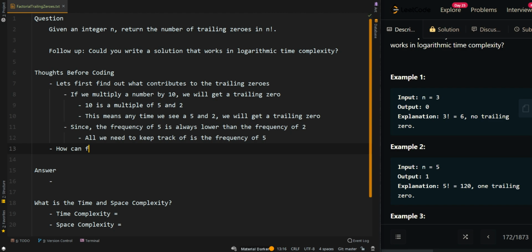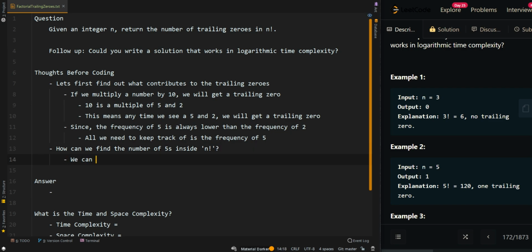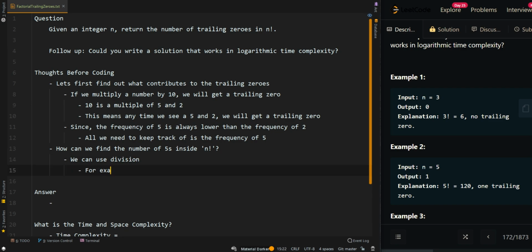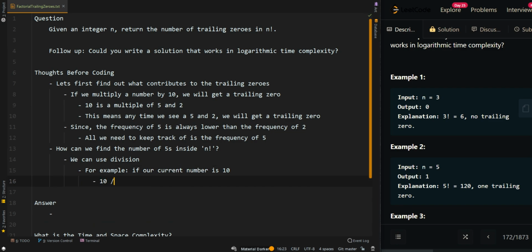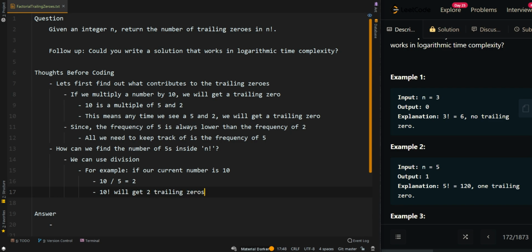Now, how can we find the number of 5s inside n factorial? We can use division. For example, if our current number is 10, if we do 10 divided by 5, we get 2. And this means for 10 factorial, we will get 2 trailing zeros.